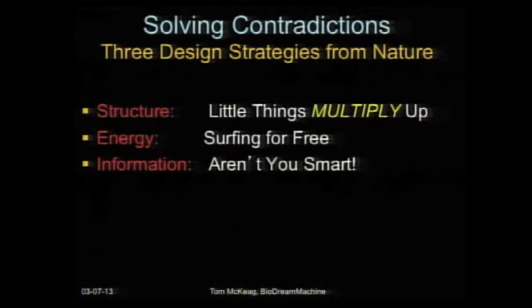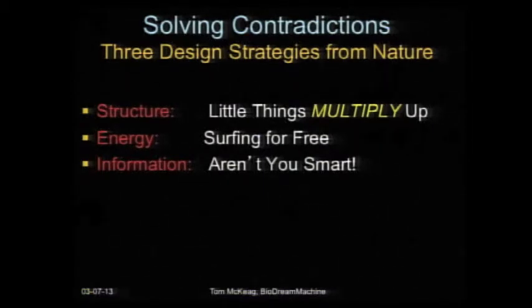Let's talk about 3 themes for solving some of these contradictions in your problems. First one has to do with structure, right? One of our phenomena that we can see in the world. The slogan is, little things multiply up. In nature, they don't add up, they multiply up. Often in biology, that's called emergence, right? When some phenomenon emerges that you can't explain by a reductionist explanation of its constituent parts. So something emerges. So little things multiply up.